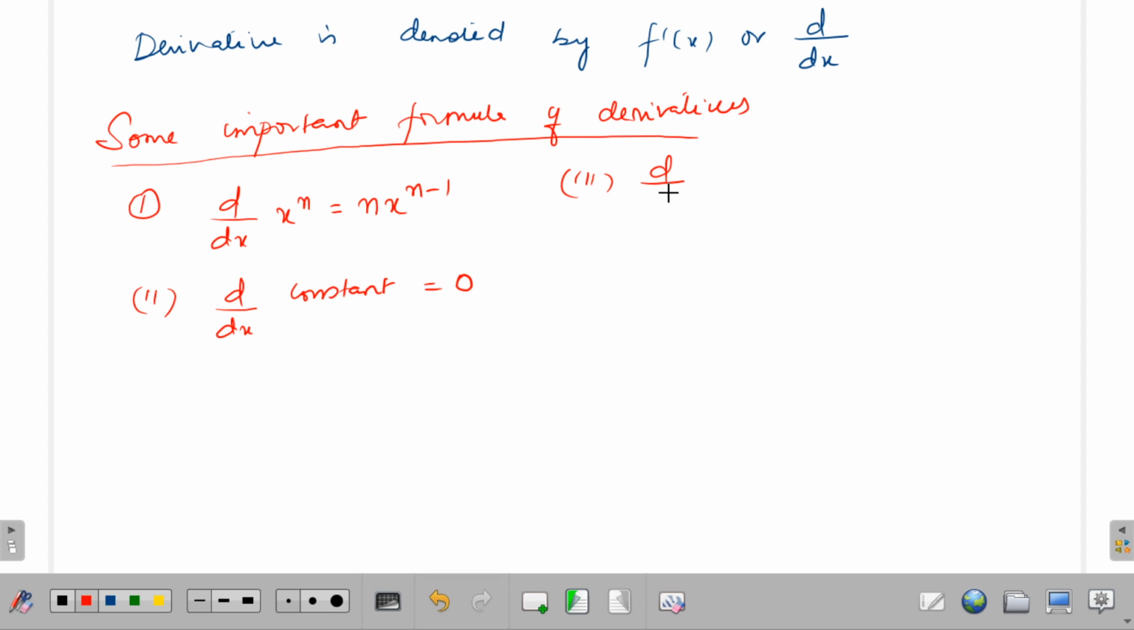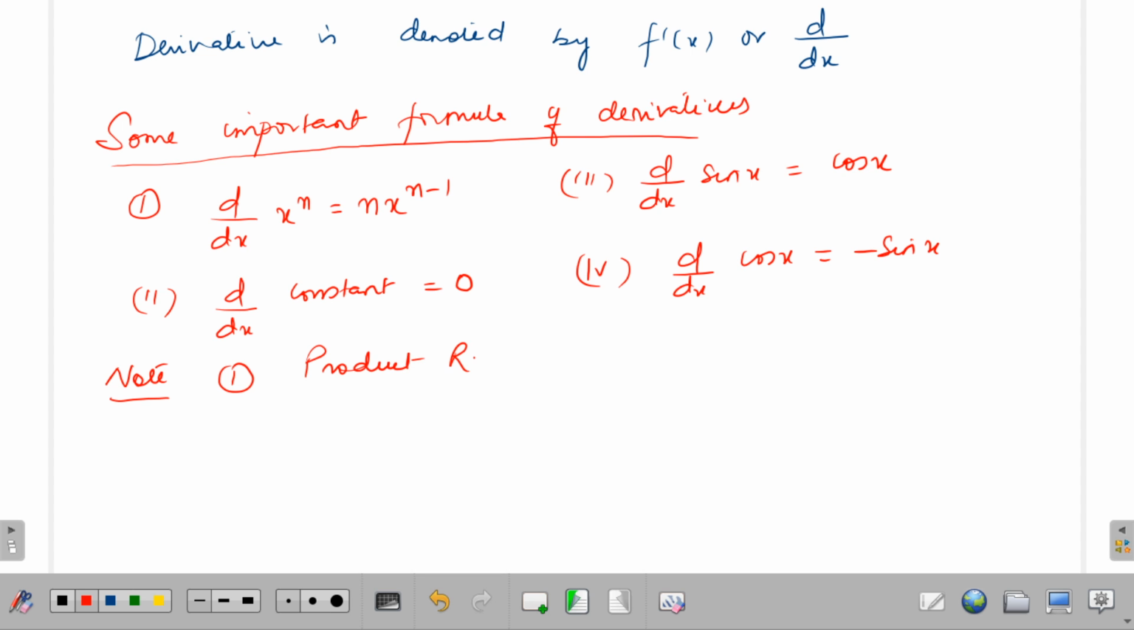The third one, d by dx of sine x, which is nothing more than cos x. Number 4, d by dx of cos x, which is nothing more than minus sine x. And comes a very important rule. There are two important rules you can write down as a note. The first rule is known as the product rule of derivative, which is d by dx of uv. If you can see, there is nothing between them, so that will be u d by dx of v plus v d by dx of u.